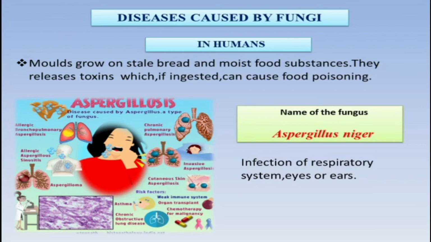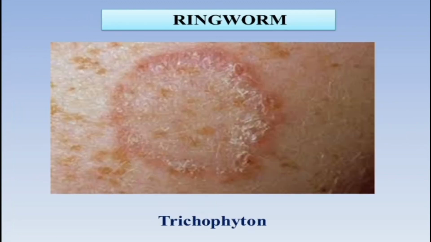The name of the fungus is Aspergillus niger. It is one of the fungi that causes infection of the respiratory system, eyes and ears.